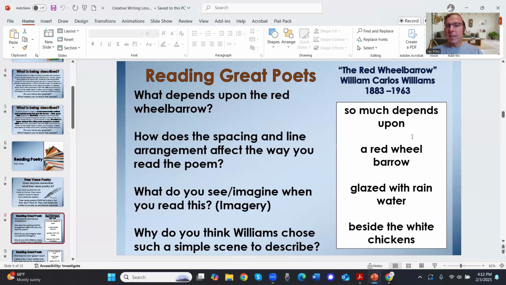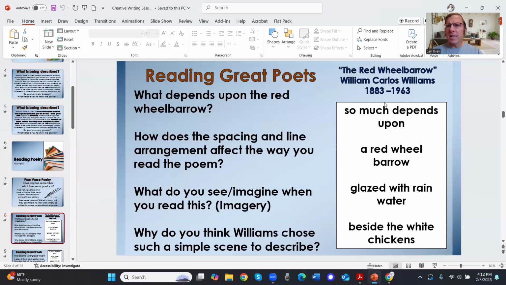And you notice here, I think this is really interesting, the way the poet has four stanzas, each with two lines. A stanza with two lines is called a couplet. So we've got four couplets, and this spacing helps us to really focus on each element of the poem.